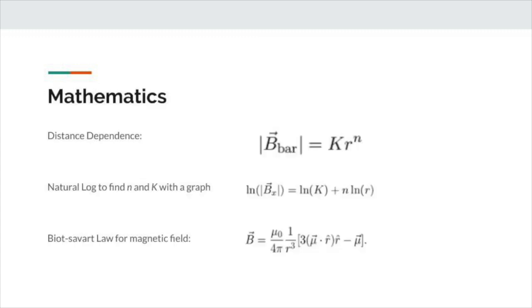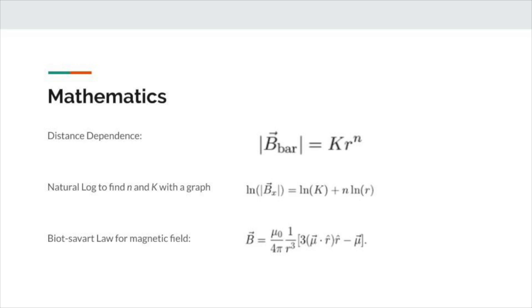Here you can see the three mathematical equations that will be used in this experiment. First is the distance dependence equation, which will be used to show that as distance increases, the magnetic field decreases. So we're going to measure the magnetic field at multiple distances, and that'll be displayed in the next slide. And then using the second equation, we will graph the natural log of the r and b vectors for these differing distances. And then you can use that equation also to solve for the n and k values.